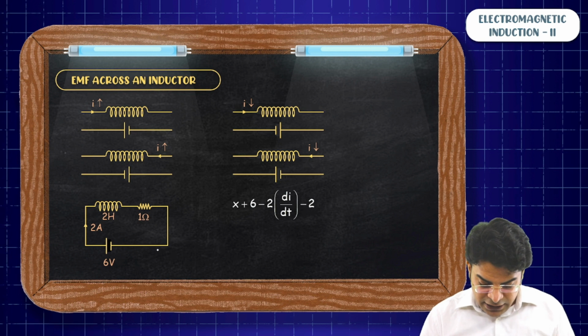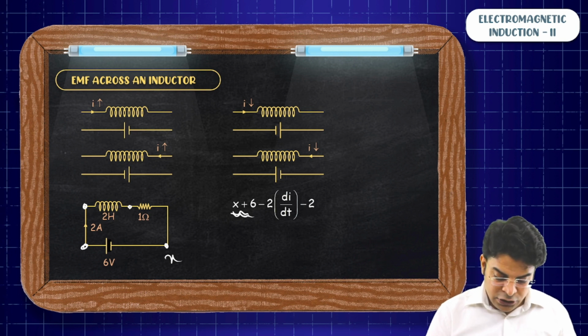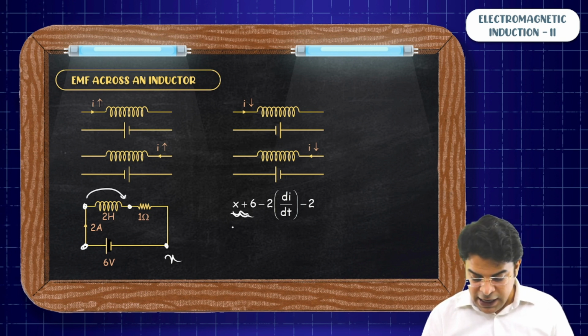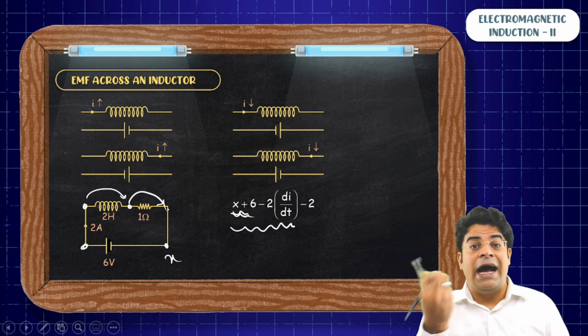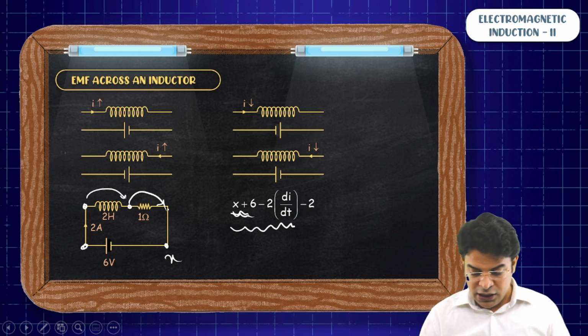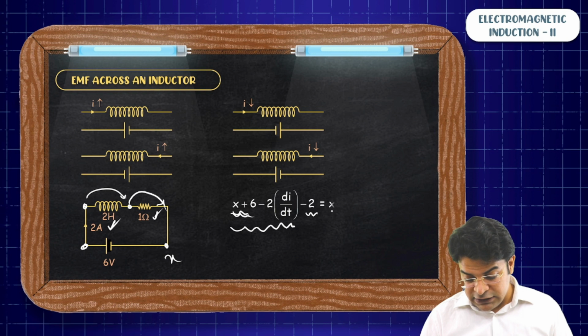So starting from here, you will write X plus 6, X plus 6. Jumping from here to here, you will write X plus 6 minus 2 di by dt. Jumping from here to here, you will write minus IR because you are moving in the sense of current. Current is 2, resistance is 1, so minus IR, minus 2. And this has to be equal to X.